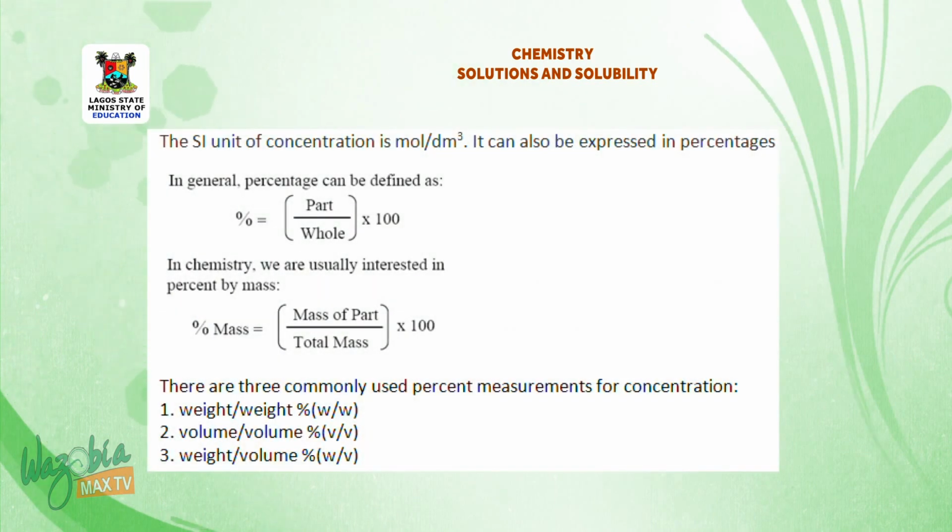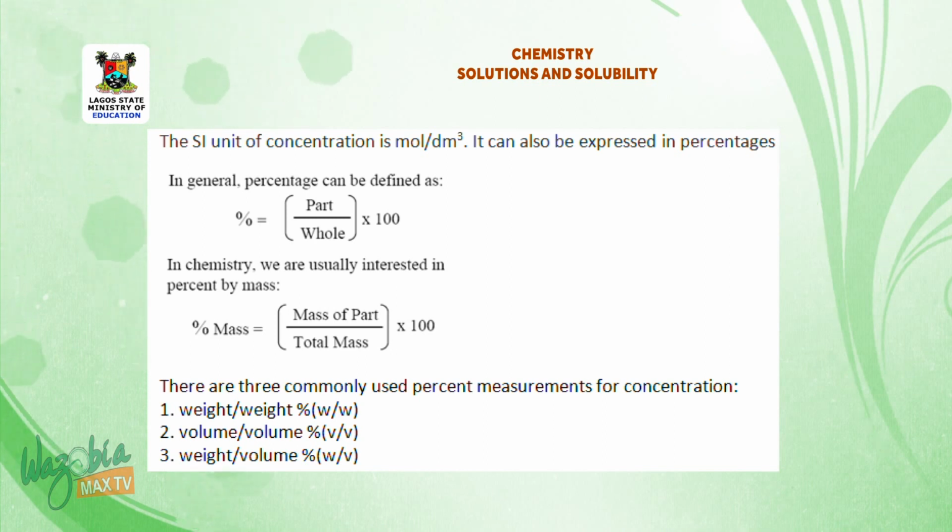It can also be expressed in percentages. In general, percentage can be defined as part over whole times 100. In chemistry, we are usually interested in percentage by mass, and percentage by mass equals the mass of the part over the total mass times 100%.